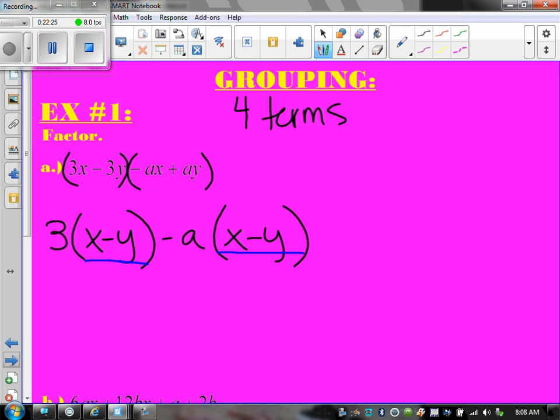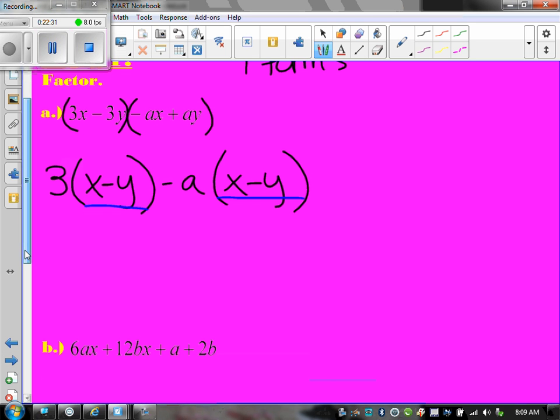match. Since they both now have an X minus Y, could I GCF out an X minus Y? They both have an X minus Y, so let's take out an X minus Y. If I take out an X minus Y, let's talk about what's left over. A 3 minus a minus A. Doesn't that look nice and broken down? Factored. That's how you group.